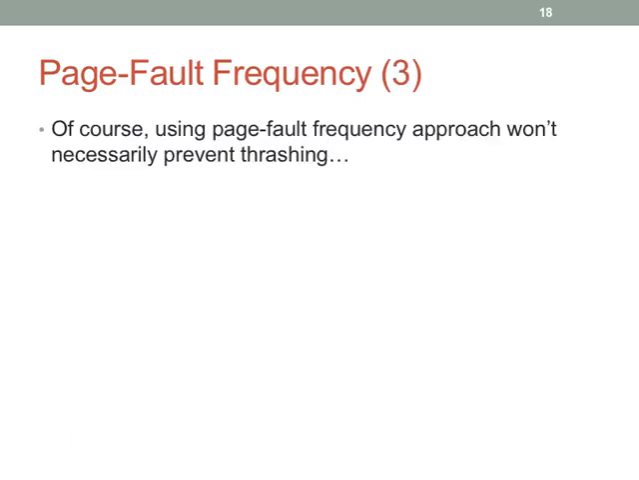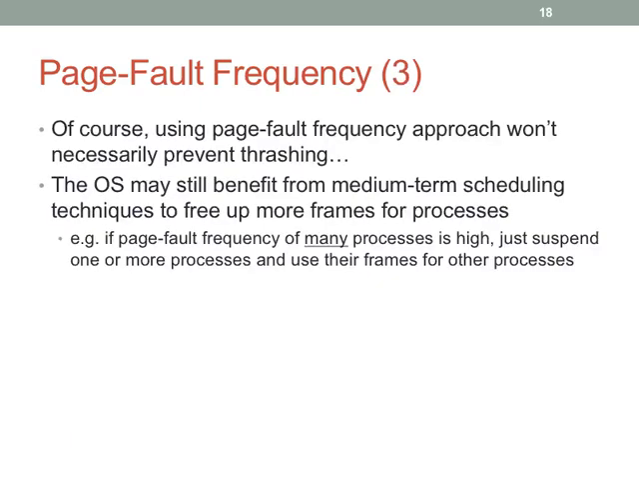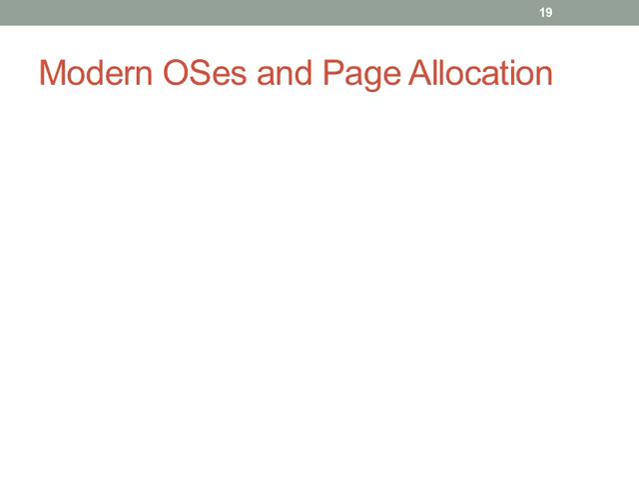Like I say here, it doesn't necessarily prevent thrashing, so you may still need to stop some processes. If the page fault frequency of many processes is high, then you would just have to start knocking processes out of the mix until the system starts behaving better.